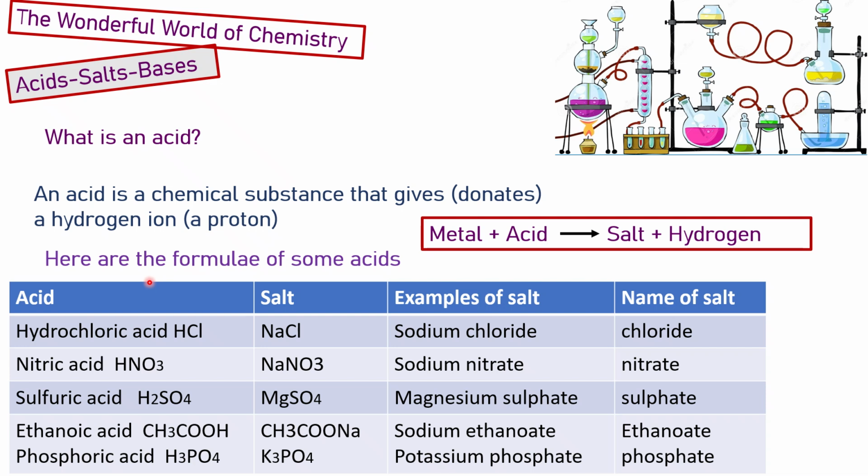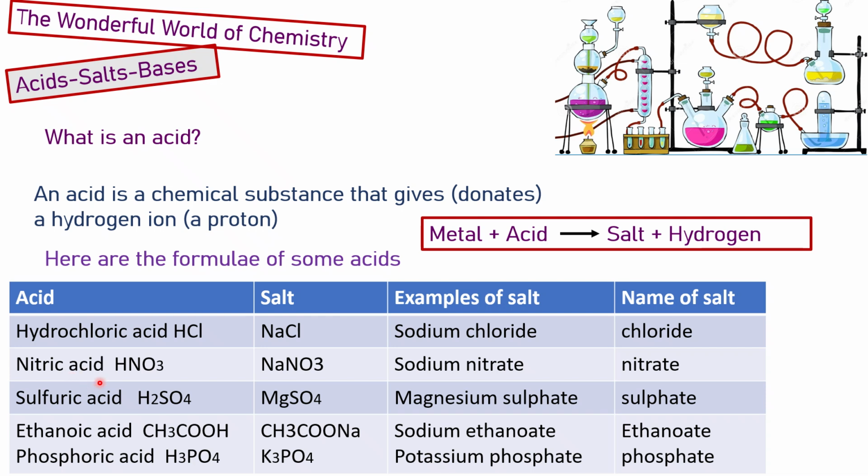Now here are the formulae of some acids. Remember what the formula was? The formula is how we write a material or a substance using symbols. H is the symbol of hydrogen, Cl is the symbol of chlorine. HCl means one atom of hydrogen and one atom of chlorine in the compound. When you don't see numbers, it means 1.